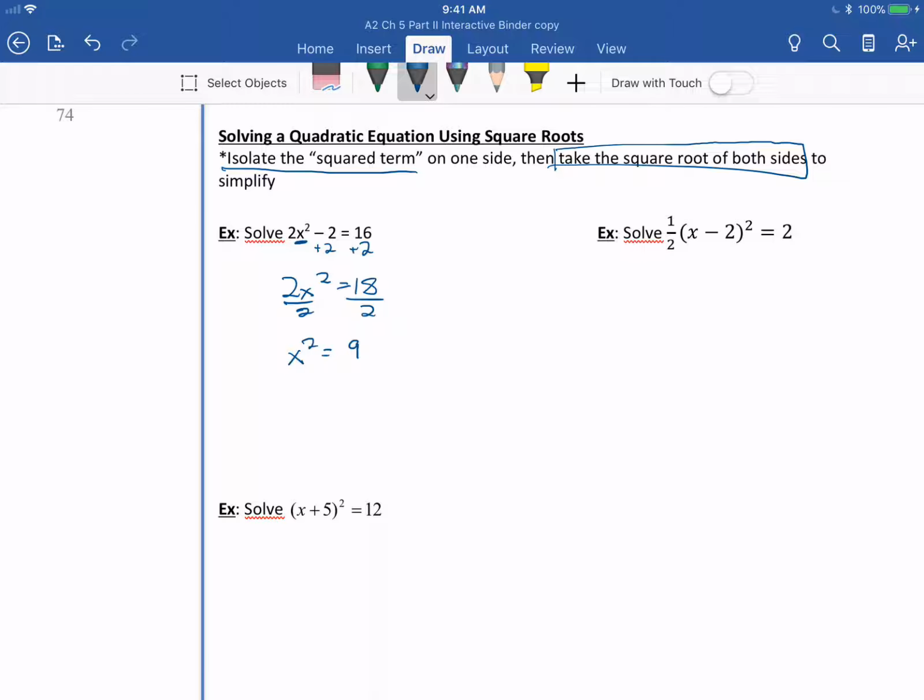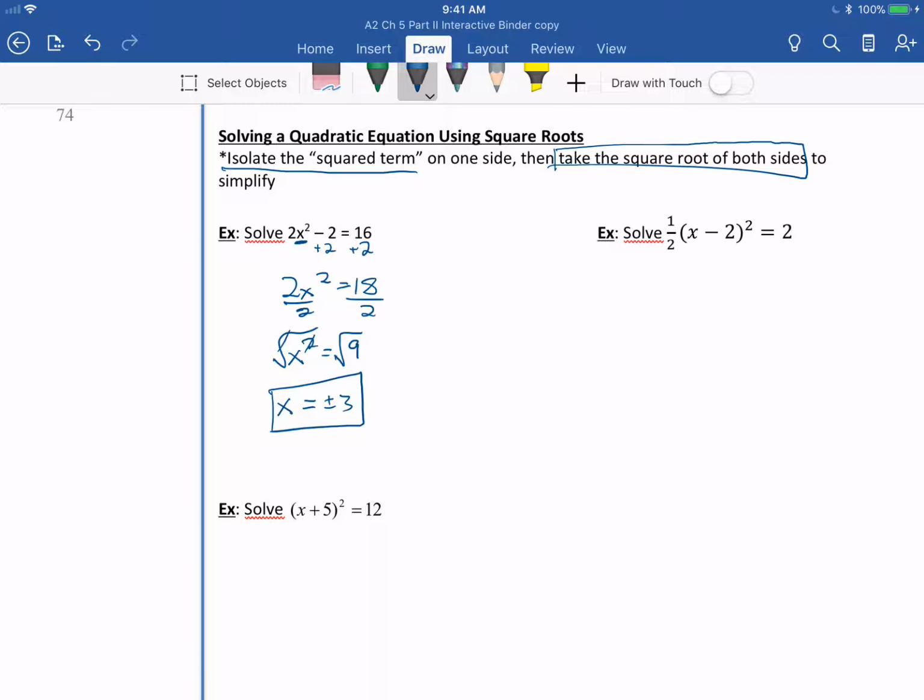And now here's really the only new part of this section: we have to take the square root of both sides. So this square root cancels out this square, and I have to take the square root of that side as well. The left side is just x, and then I have the square root of 9. I know the square root of 9 is plus or minus 3. That's where those two answers come in.